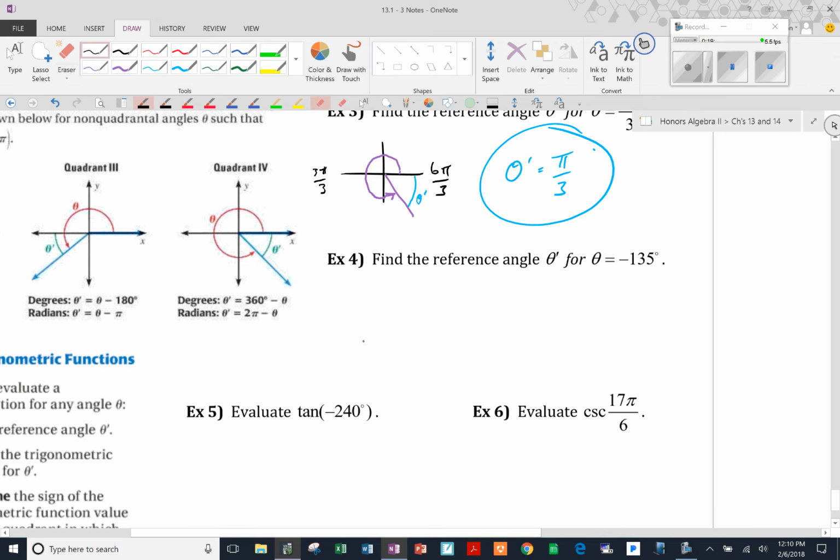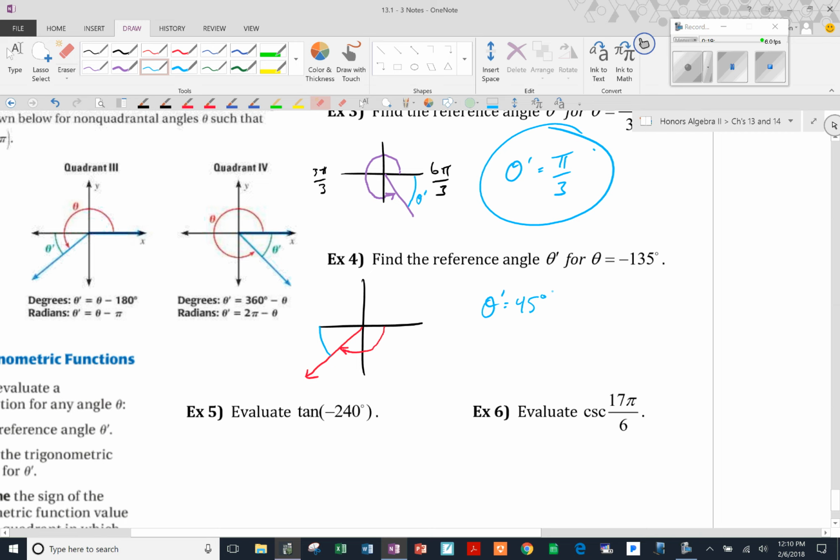Reference angle of negative 135. Let's figure out what negative 135 is. Well, I know if I went all the way to the x-axis, it's negative, so I'm going down. If I went all the way to the x-axis, I'd be at negative 180. I'm short of that, though. How far short? 45 degrees. That's your reference angle. Theta prime is 45 degrees. We can keep it in degrees since the original problem was in degrees.